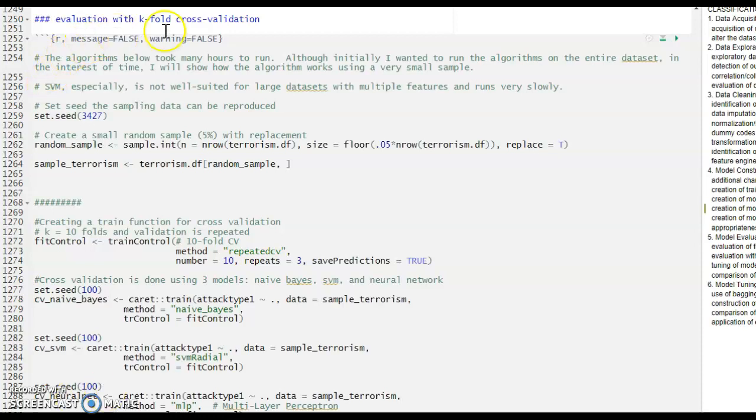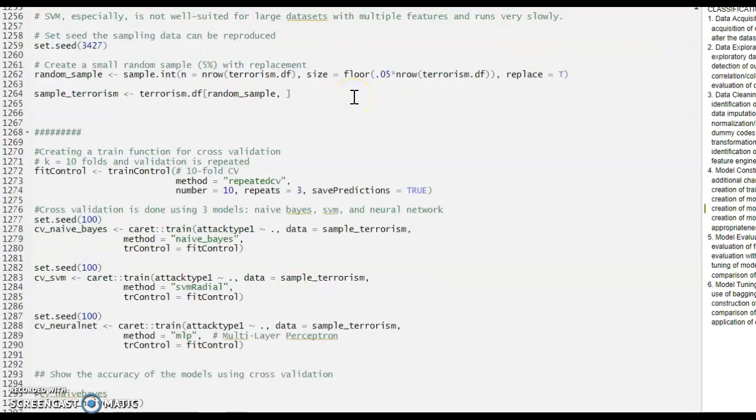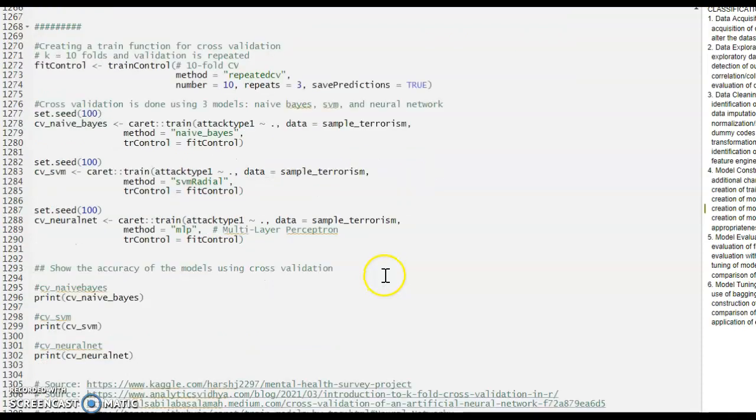Validation, I used the k-fold cross-validation on a smaller sample in the interest of time. So I used the caret package to train the different model types. And then I looked at the result.